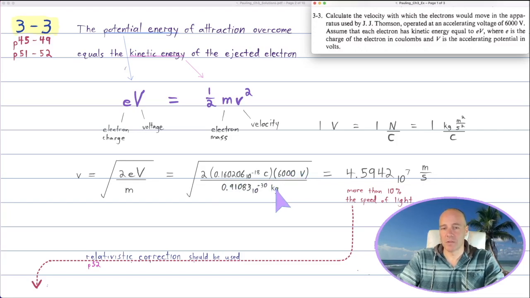electron in kilograms. The units will give us meters per second, and you can see that if you know what a volt is. A volt is a newton per coulomb, which is the same thing as kilogram meter squared per second squared per coulomb. Plugging in those for volts, you'll see the cancellation, and the square root gives us meters per second. Running the calculation, we get 4.5942 times 10 to the 7 meters per second.